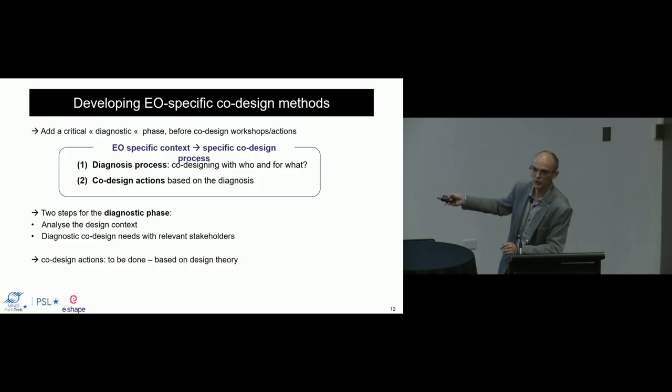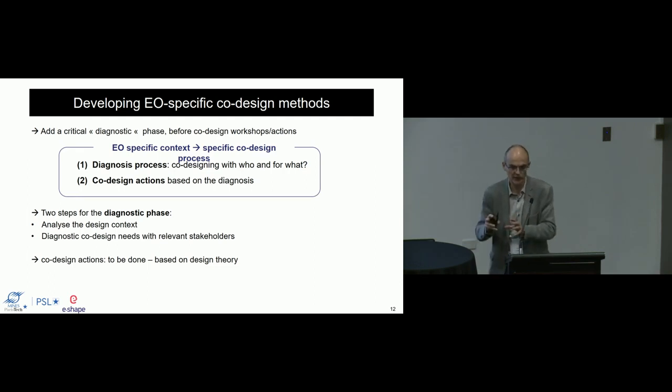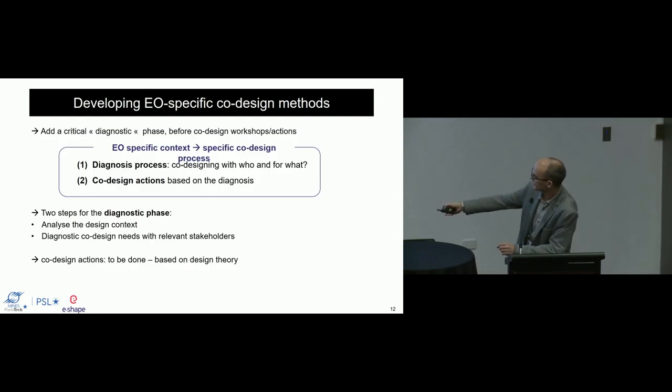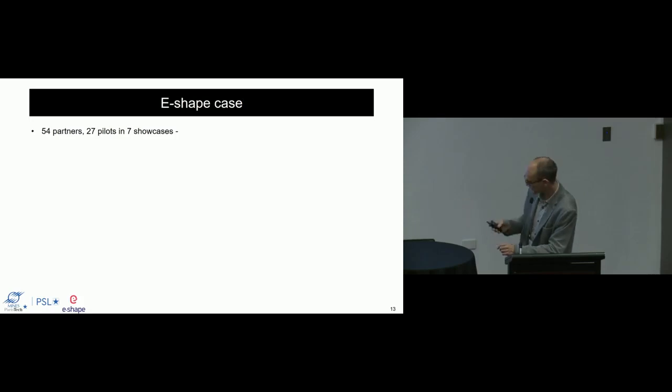So I will insist a lot on this first diagnosis process, which is the least self-evident. After diagnosis, the co-design action in itself becomes quite easy. So the really strong issue is the diagnosis phase. How can we organize a diagnosis phase? This I will explain directly on the E-Shape case.